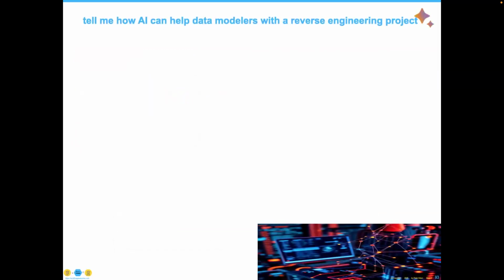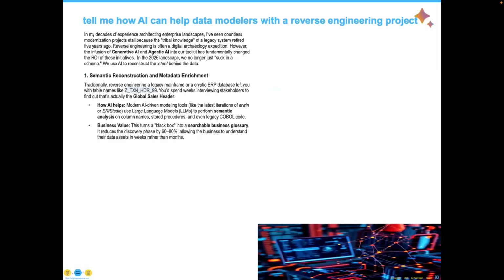Okay, so how can AI help data modelers with a reverse engineering project? Well, again, this is, by the way, I gave it to the gem that I showed you before, so it's speaking as an experienced data modeler. And again, it says traditionally, reverse engineering a legacy mainframe or a cryptic ERP database gives you table names like Z, TNX, HDR, header in there, right? And you'll not have any idea what they mean.